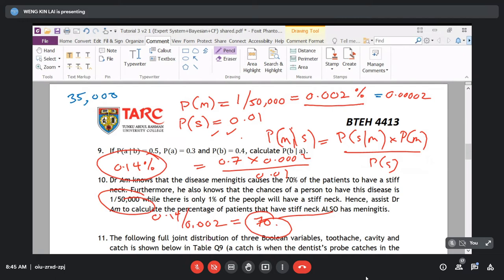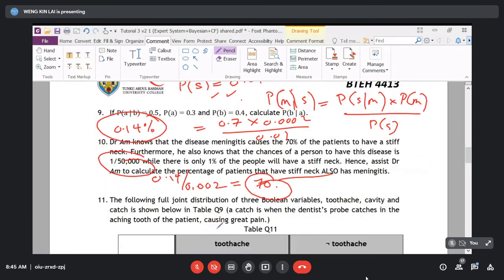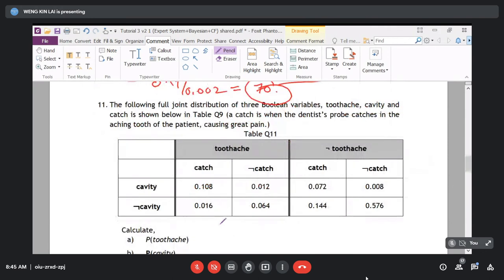Okay, I need to speed up. I think I have 15 minutes left. Okay, now this one will take much more time.